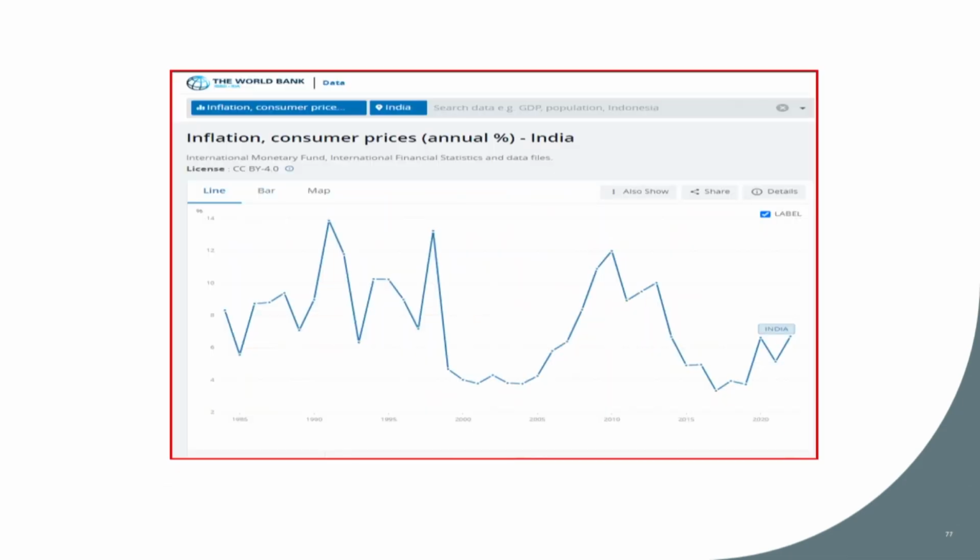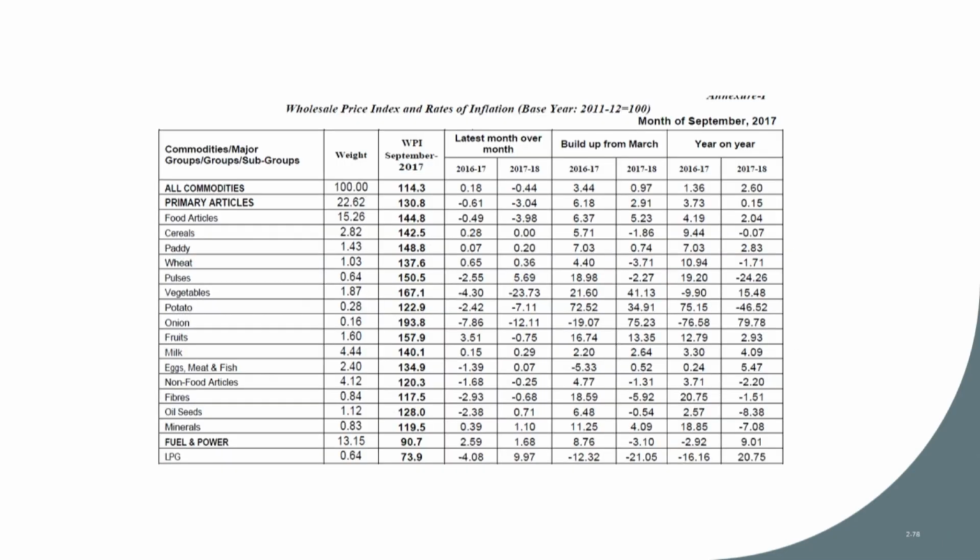I'm showing you the inflation and consumer prices movement, annual percentage. This is how it looks. I'm also showing you a screenshot about the wholesale price index, which I have taken from the Ministry of Commerce. Here you can see how they report each item: primary articles, fuel and power. For each and every item it is reported here, and you can see the weightage given. For primary articles, the weight is 22.62.